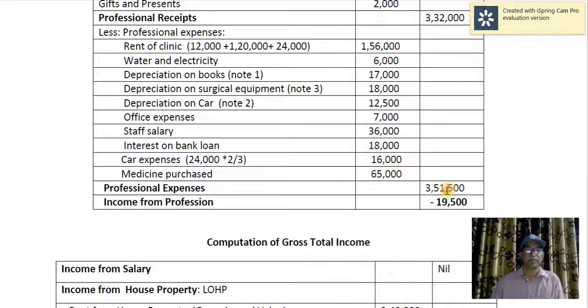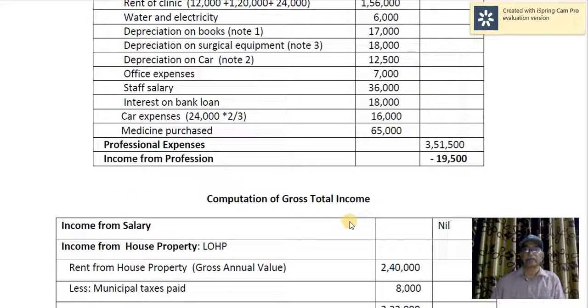So ultimately there is a loss from profession. That's why I have given the minus sign here. Income from profession, income could be positive or negative. So here it is negative. So loss from profession is 19,500.